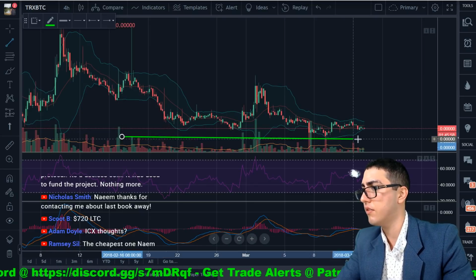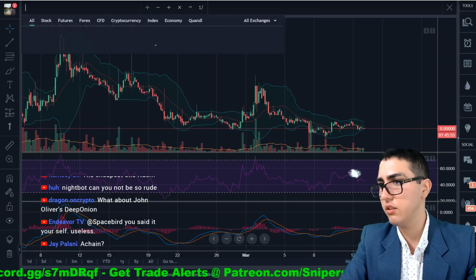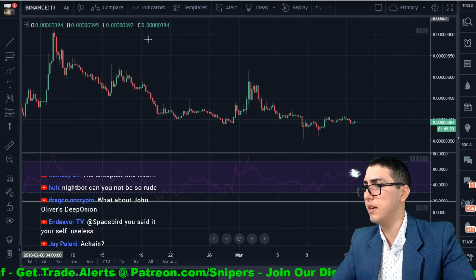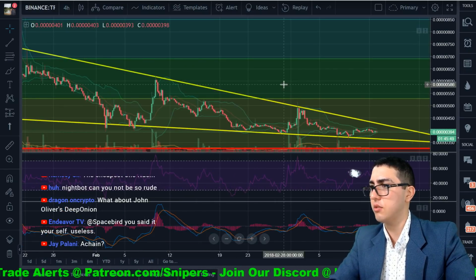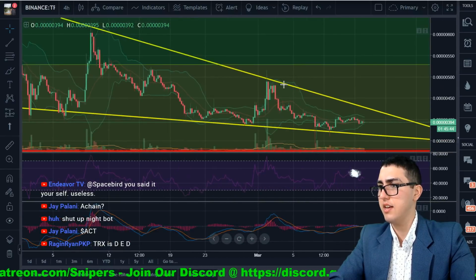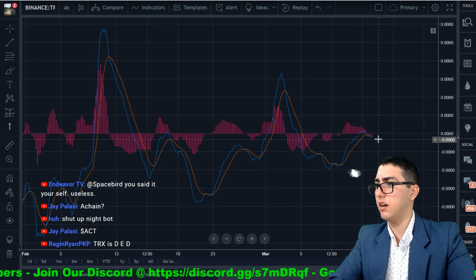So actually, let's go ahead and do the Binance chart so we can get the rest of the data here. I think we have some stuff drawn out on the Binance chart. Yeah, we do. So we're still following this contracting falling wedge as well, just like Ripple had. And you can see with the MACD, we're starting to cross back over.